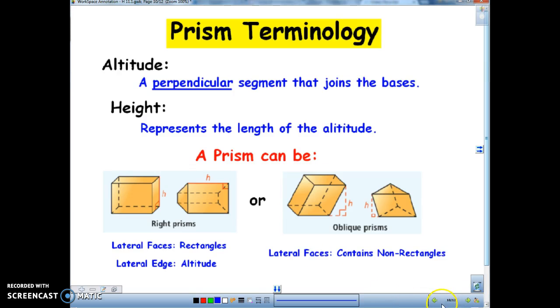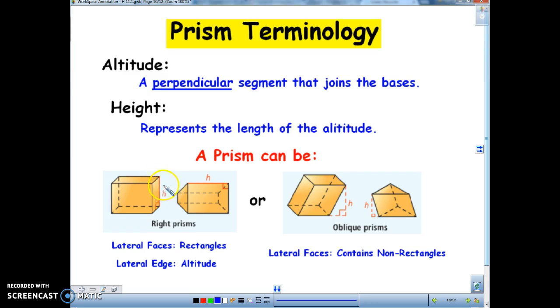All right, and for our last section, we're just going to talk about some different terminology for prisms. The altitude is a perpendicular segment that joins the bases. Okay, so the altitude could be the same as a side of your figure, but not necessarily. So the altitude for this prism is the exact same as its edge going along the side.